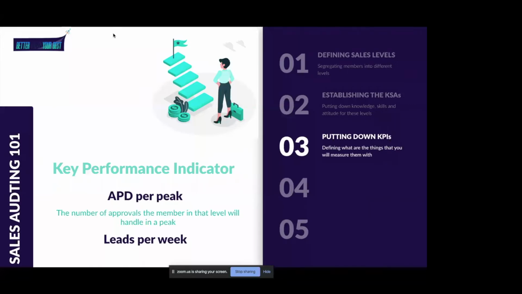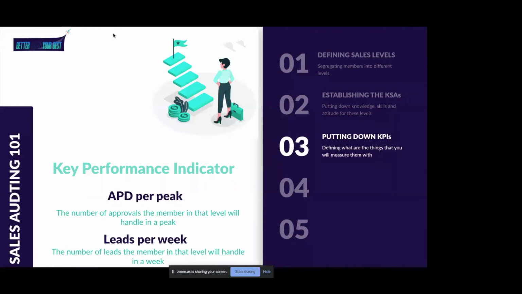In terms of approvals, for a master level, it can be more than 8 approvals in one entire peak. But for a newbie, it can be somewhere around 1 or 2 approvals in one peak. And for a senior, it can be 4 or 5 approvals in one peak. So you guys need to define how exactly you want to allocate the approvals to your different levels of sales, so that you are able to track them based on that.